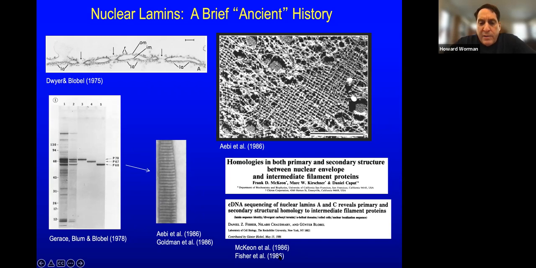Then in the middle 1980s, around the time I first started working on this stuff, Uli Aebi with Larry Gerace took this now classical picture of a lamina fraction from Xenopus oocytes and showed that the lamina resembled cytoplasmic intermediate filaments. They estimated these filaments to be 10 nanometers in diameter. And cDNA cloning in Günter's lab and in Marc Kirschner's lab showed that the nuclear lamins were homologous to cytoplasmic intermediate filaments, that they shared primary and secondary structure.